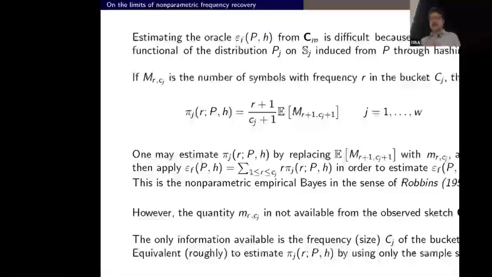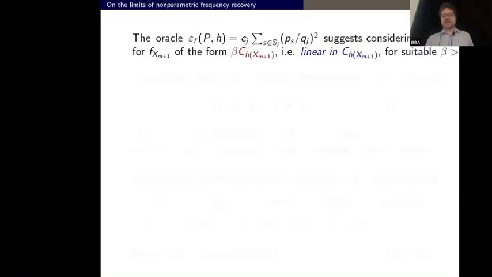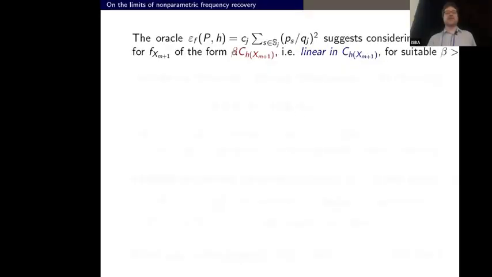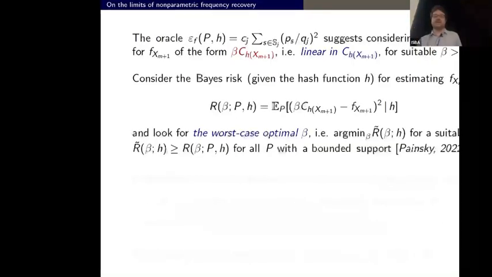And so somehow I like to see this problem as a statistical problem where I have only information on the sample size. It's like estimating something when you know only the sample size, which is kind of strange. Okay, so this oracle estimator suggests that we could focus on a linear estimator. So you have Gj multiplied by a quantity. So we can consider a class of estimates of this form, some beta multiplied by the empirical frequency of the bucket.